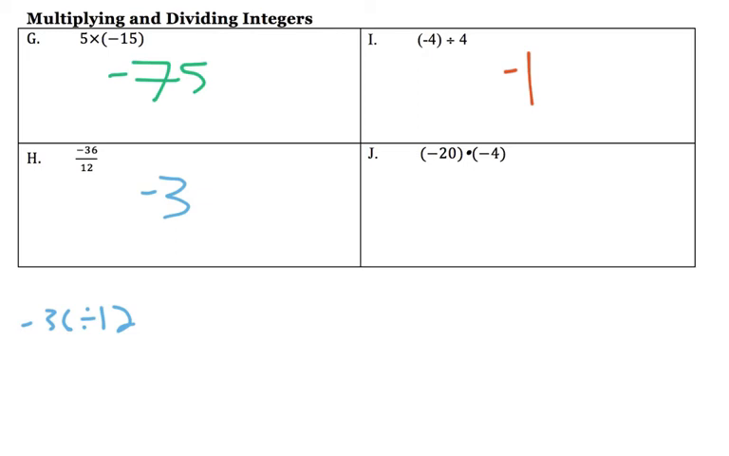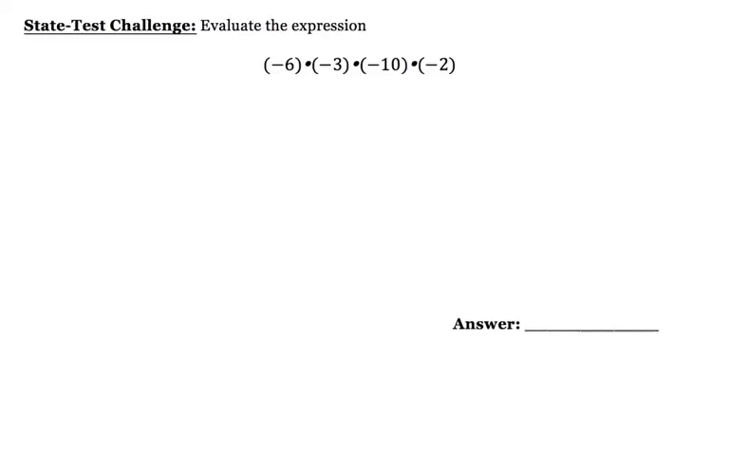So 20 times 4 is 80. All right, and last one, state test level challenge. We have an expression, a long line of math, and for any expression, you always use order of operations to determine it. And we're going to go from left to right because it's just all multiplication.